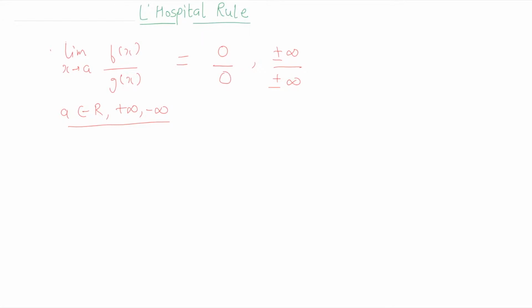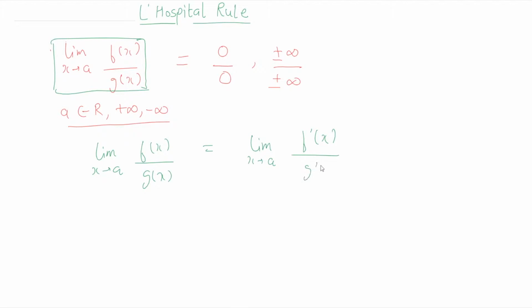Okay, so let us first define what exactly the L'Hopital rule is. This limit, the limit as x approaches a of f(x) over g(x), is our consideration. Under the L'Hopital rule, we can write this as the limit as x approaches a of f prime x over g prime x, or you can say f dash x over g dash x. And what are f dash x and g dash x? f dash x and g dash x are derivatives of f(x) and g(x) respectively.